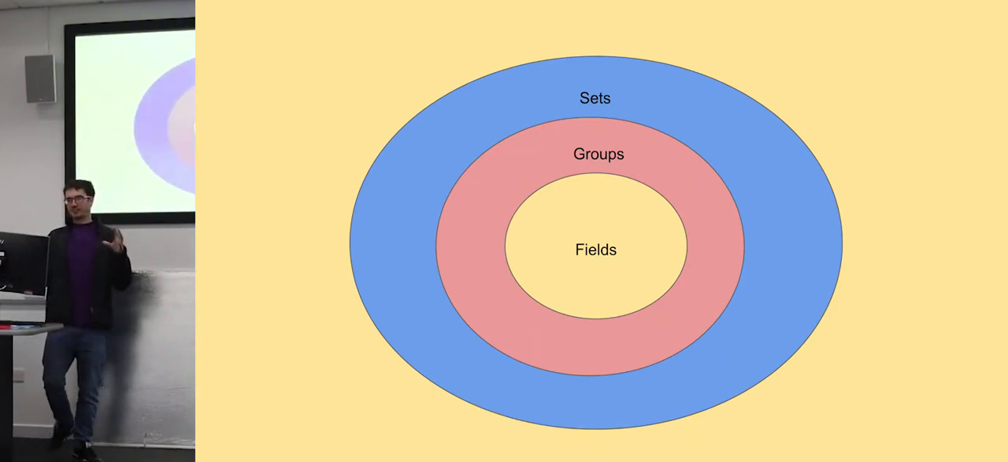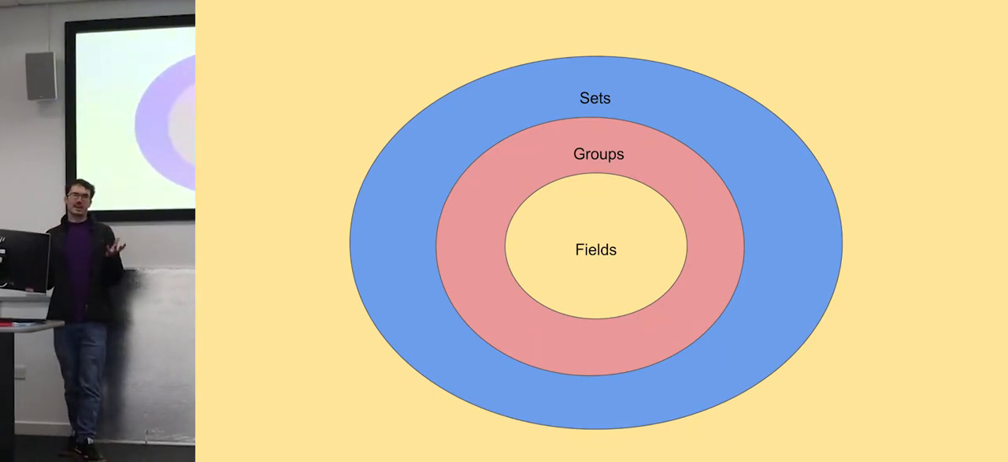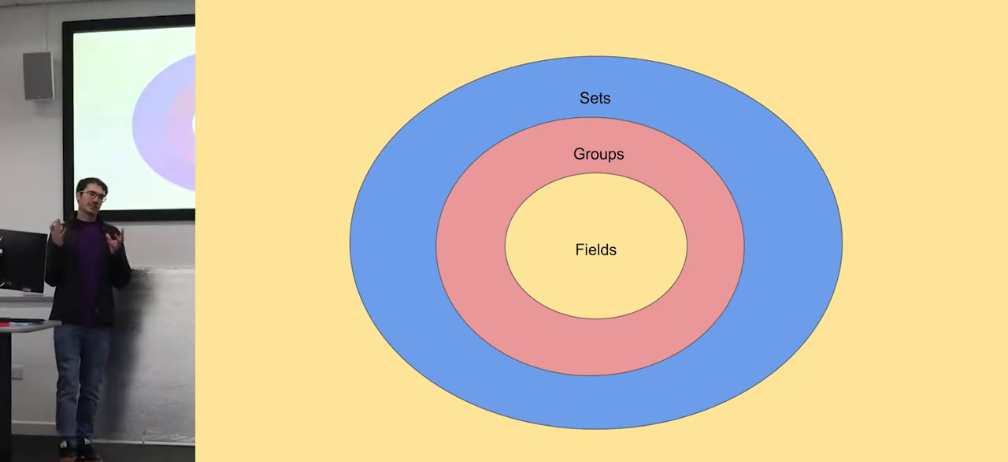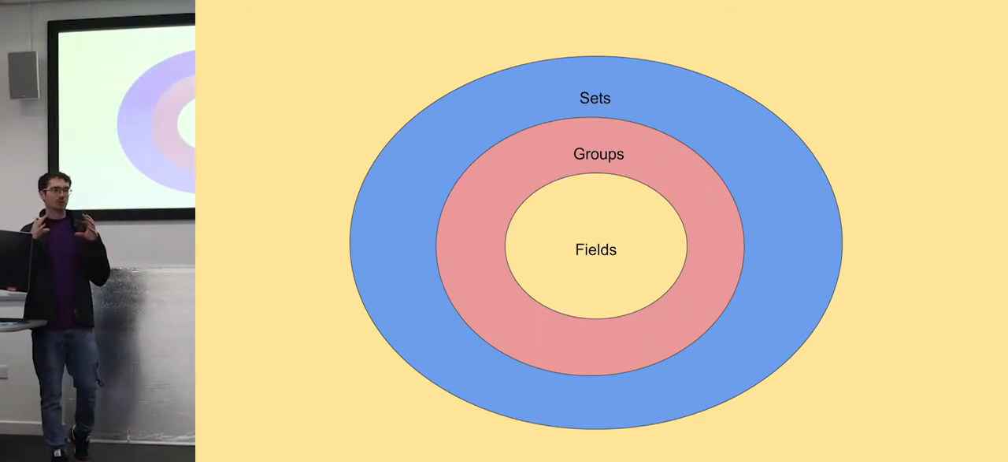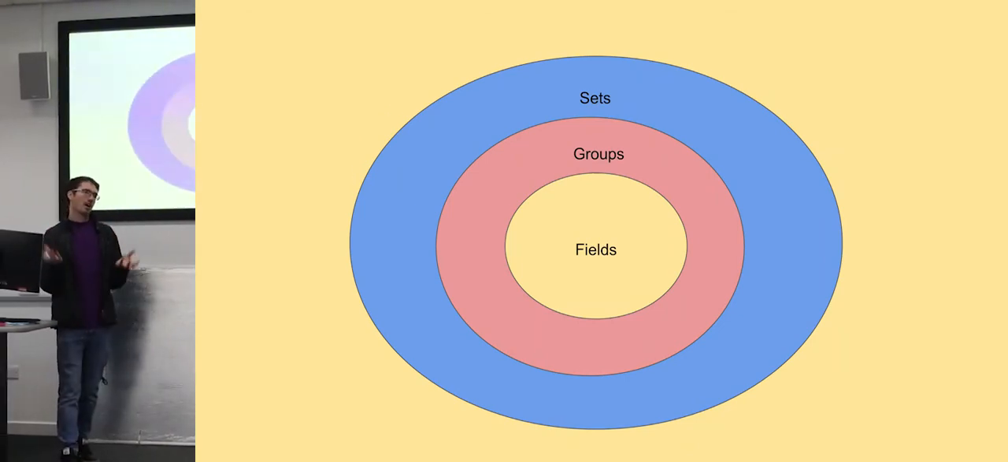Think about that mental model. We have these sets, and we apply operations to these sets, and it makes some rules, and there are fewer types of them.